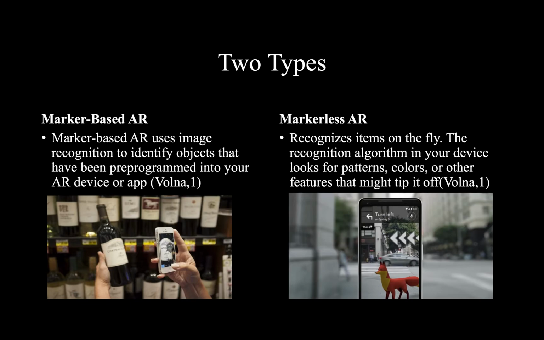There are two types: marker-based AR and markerless AR. Marker-based AR uses image recognition to identify objects that have been pre-programmed into your AR device or app. So right here it is using images, and it recognizes the objects that have been pre-programmed in the specific app to show you what it really is. Markerless AR has the ability to recognize items on the fly, and it uses an algorithm in your device that looks for patterns, colors, or other features that might tip it off.